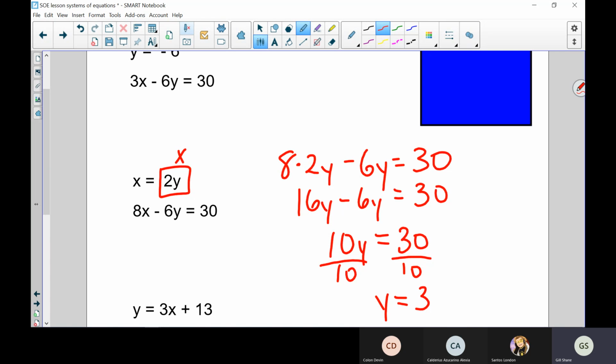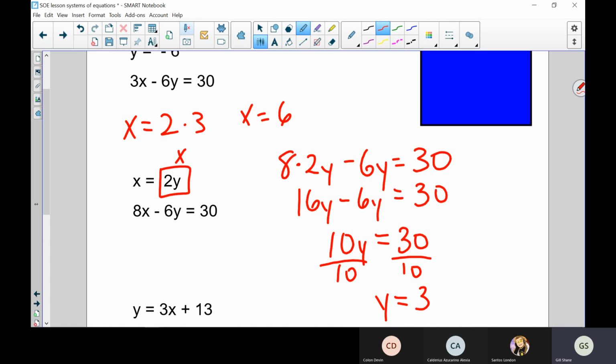So now I need to say, okay, well, if I know y is 3, I can come back to my two original equations. You can use any equation that has x and y. I'd pick the easiest equation, which in this case to me is x equals 2y. I know y is 3, so x is just 2 times 3. Oh, x equals 2? Wait, what?